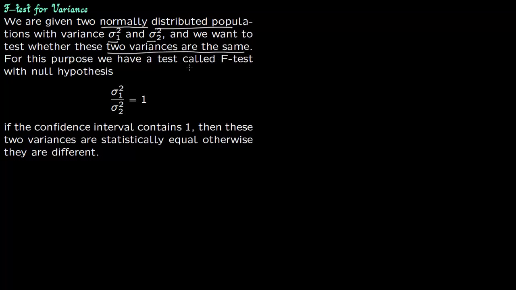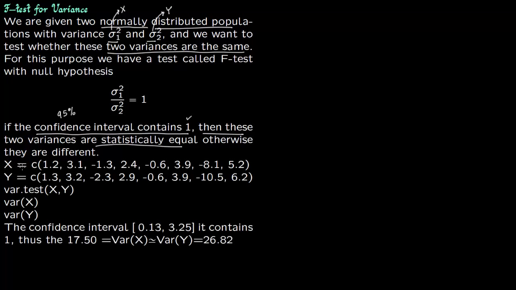For this purpose, you have a test called an F-test. The null hypothesis is that the ratio of these two variances, sigma 1 square and sigma 2 square, is 1. Say the sigma 1 square comes from a population X and the sigma 2 square comes from a population Y. Once you run the F-test, it will spit out a confidence interval. This confidence interval means a 95% probability interval. And if this interval contains this 1, then you say that these two variances are statistically equal. Otherwise, they are different.